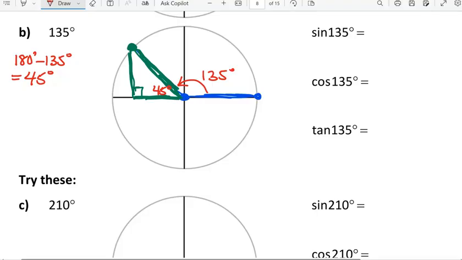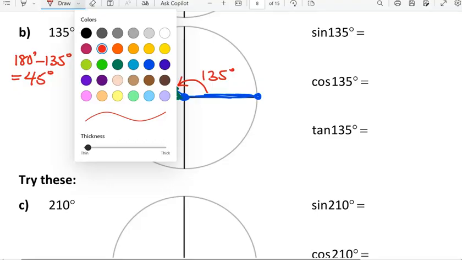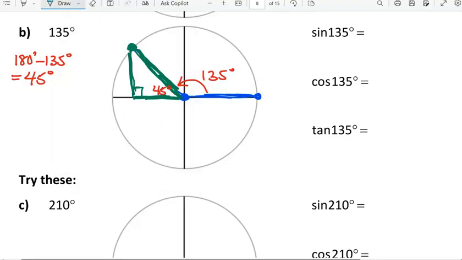So we know from special right triangles that we can label the sides of a 45-45 right triangle as 1, 1, and the square root of 2 for the hypotenuse, but we need to think about negatives and positives. The horizontal side has a negative value because it is directed to the left of the origin. The vertical side is positive because it's pointed up from the origin, and the hypotenuse is always positive.